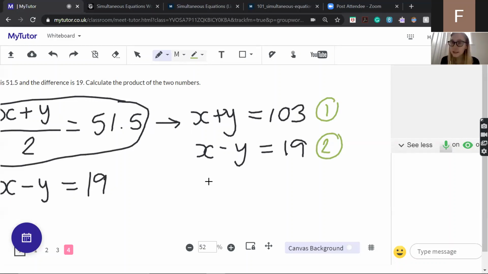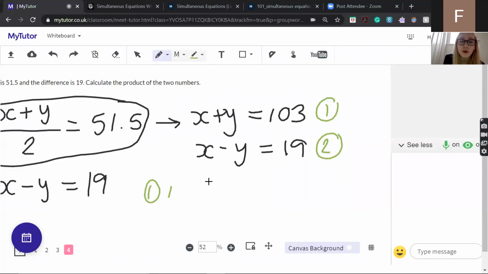So there are a couple of things that we could do here. We could either subtract one from the other to cancel out the x's. But what I'm going to do is add them together, because firstly, I prefer adding. And secondly, it means that we won't have any risk of dealing with negatives, because we've got a plus y and a minus y. When we add them together, that's going to disappear and become 0.